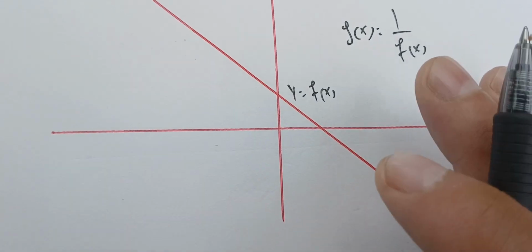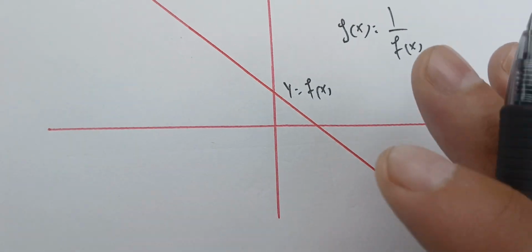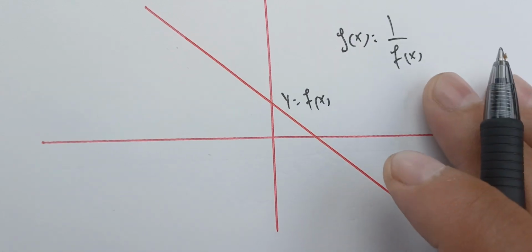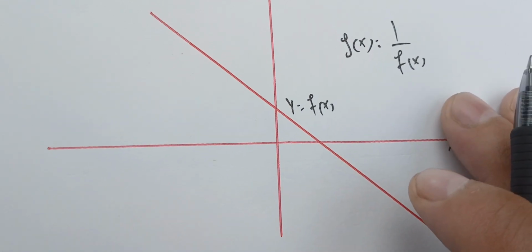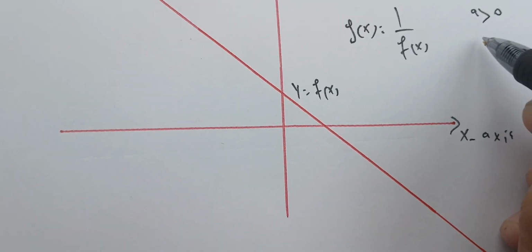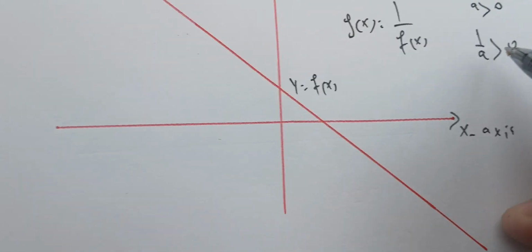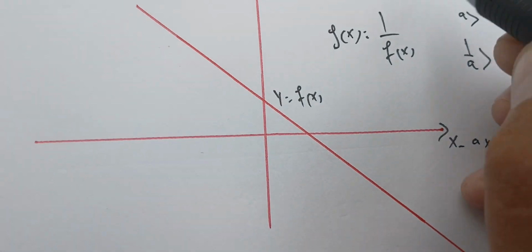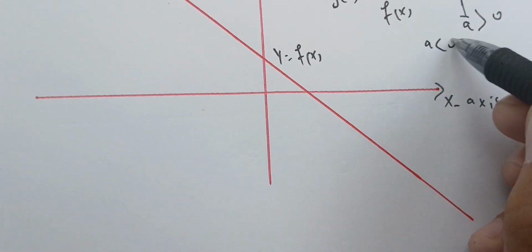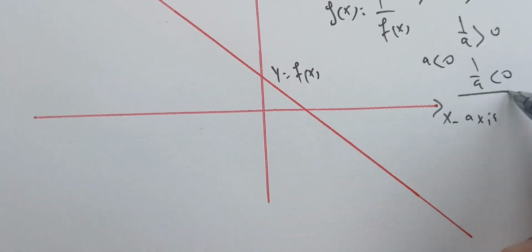So we're going to graph all the other ones. There are more techniques that we're going to learn along the way, but with this one we're going to get a lot of information. The first thing to note is that if a is positive, then 1 over a is also positive. So 3 is positive, 1 over 3 is positive. If a is negative, 1 over a is negative.